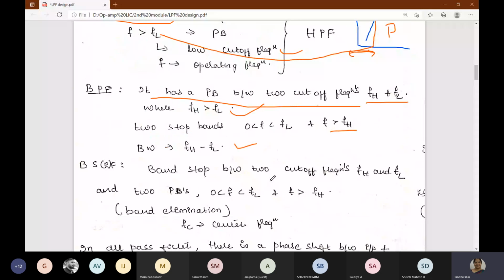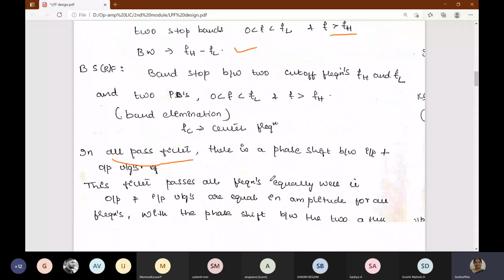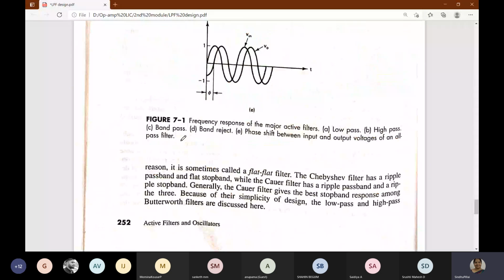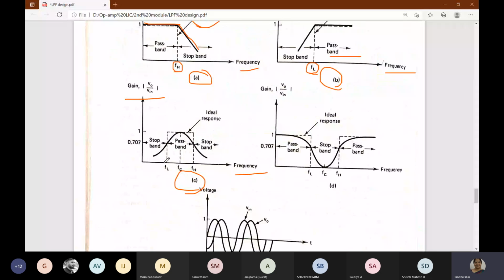I'll show you the graph for the band pass filter now. Figure C is our band pass filter. C is band pass and the fourth one is band reject. So in band pass, again the Y axis is gain, the X axis is frequency. From 0 to FL, it is the stop band. It will not pass the frequency. From FL to FH, the frequencies will be passed. And when the frequency is above FH, the frequency will again be stopped. So we have here two stop bands and one pass band.